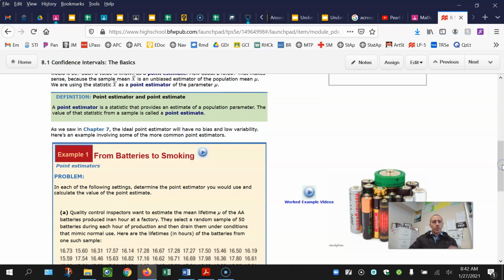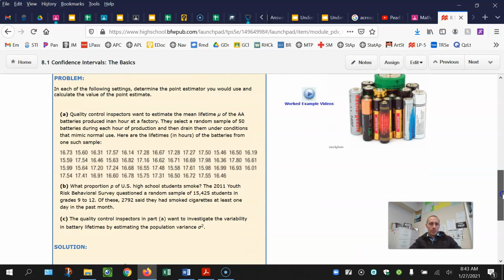So, first, some vocabulary: point estimator, point estimate. Basically, this is the estimate for the population parameter. So that's the point estimator. The point estimate is the value of that statistic from a sample. So 99% of the time, we're going to be focusing on the point estimate. Is it a sample mean? Is it a sample proportion? That's what we'll be focusing on almost every single time.